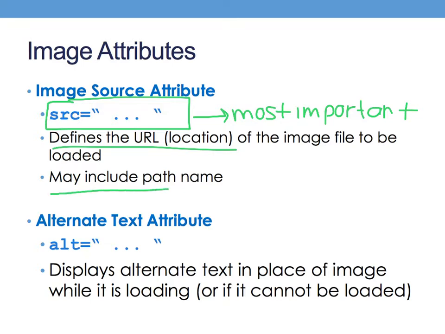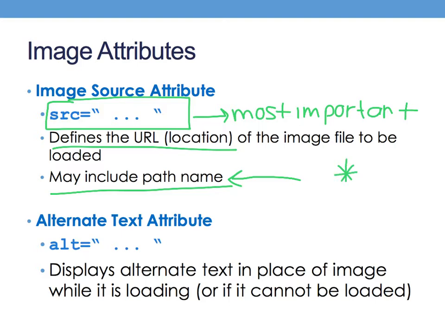So this source may just include a file name. It may also include a path name if that image file is not in the same folder as your HTML file. So we'll start off with images that are in the same folder, but in the future and in more complex web pages, you may need to actually include a path name in order to give your browser instructions on how to find the file that you would like displayed. So again, this is the most important attribute.